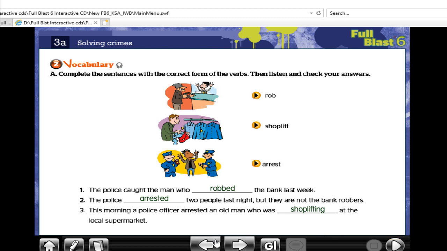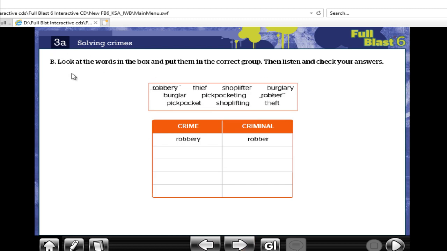Okay, great job. The next exercise. B. Look at the words in the box and put them in the correct group. Then listen and check your answers. A group of words in this box. Try to classify them according to crime or criminal. Crime is the action and the criminal is the person. So also take a minute to answer. Some of these words are related to crime and the others are related to criminals.